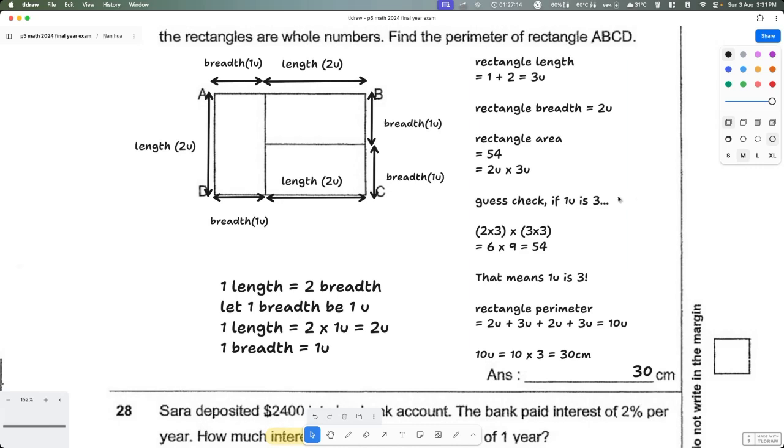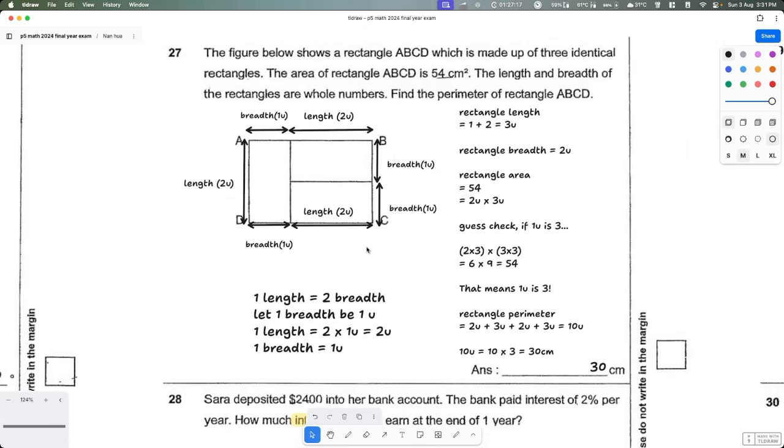This is a tough one, but it's good to practice these kinds of questions, I would say.